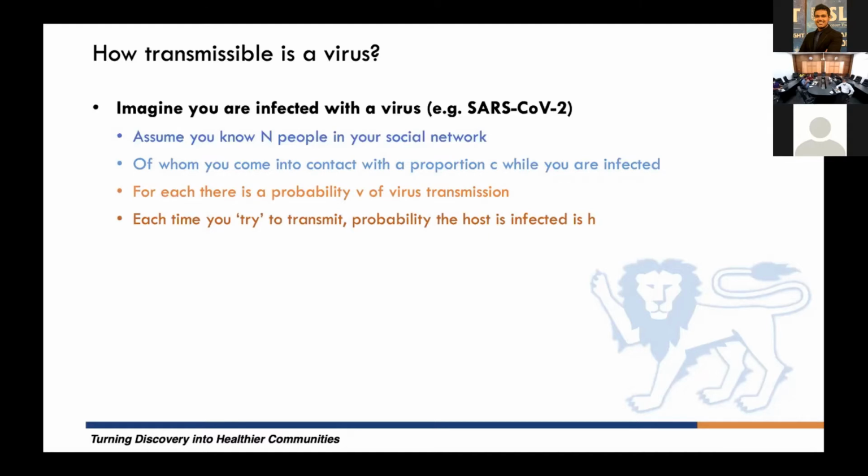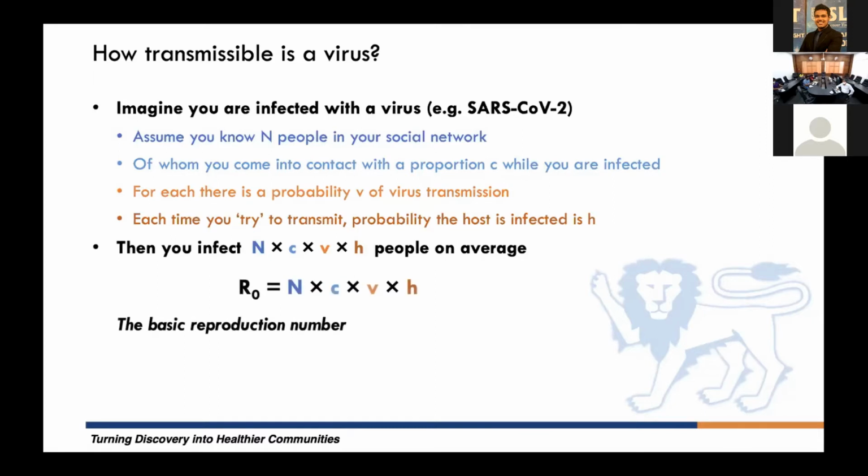So given all that, how many people would you infect on average? Well, it's quite simple. It's just a product of these. N people in total, N times C people you come into contact with, N times C times V you try to transmit infection to, N times C times V times H you succeed in infecting. This is called the basic reproduction number, or the R number, and it is one of the key ways that we say how transmissible a virus is.